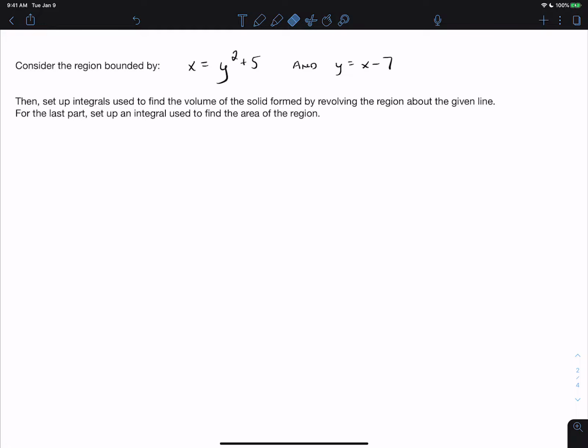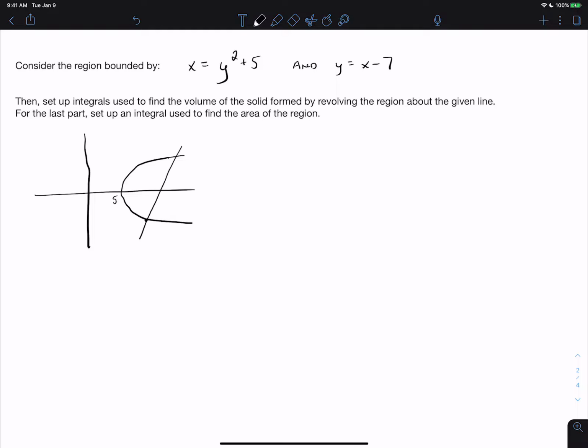X equals y squared plus 5 is a parabola that opens to the right and is shifted to the right 5 units. So it looks something like this, where that x-intercept is at 5. Y equals x minus 7 is a slanted line with slope 1 and y-intercept negative 7. That means we're going to get some sort of graph that looks about like that. It would end up intersecting the y-axis at negative 7.